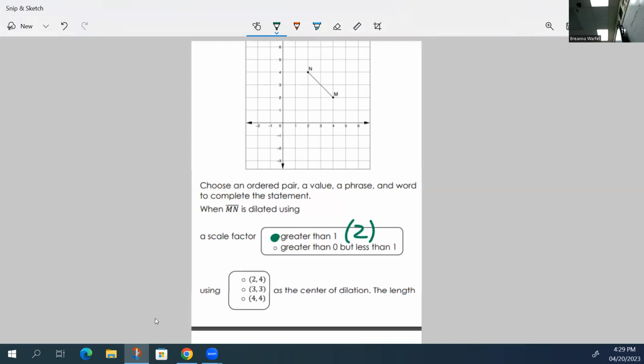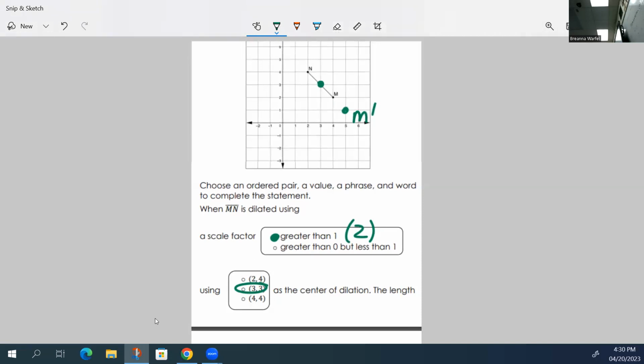Then you have 3 different points: 2, 4; 3, 3; and 4, 4. So you have 2 points that are on the line and 1 point that is off of the line. I'm going to start with 3, 3. If I start here and dilate it by a scale factor of 2, that means M has to get twice the distance away. If it's down 1, right 1, you need to do that twice. So that's where M prime would be.